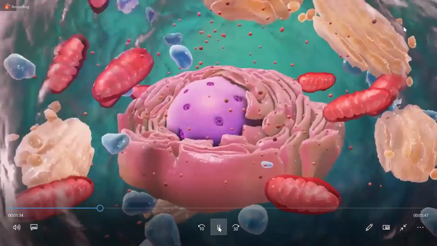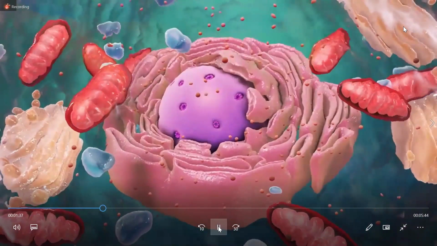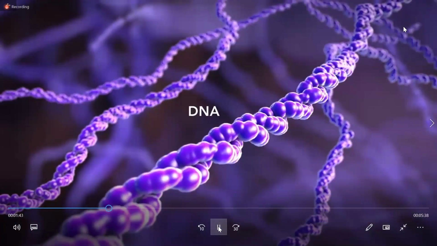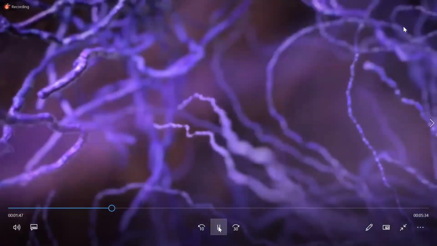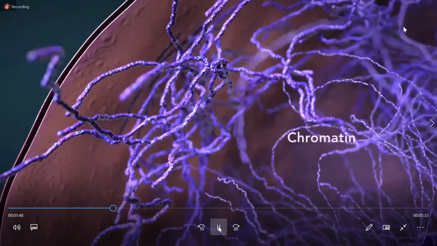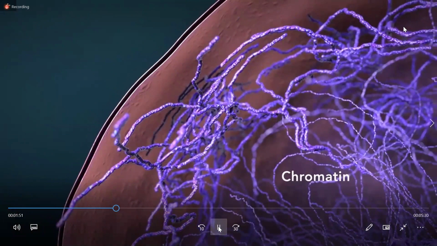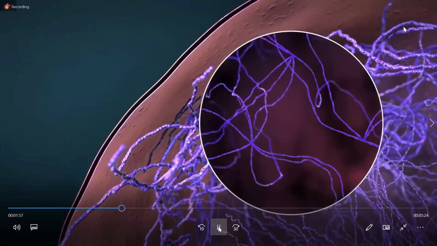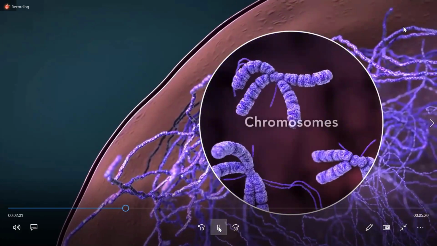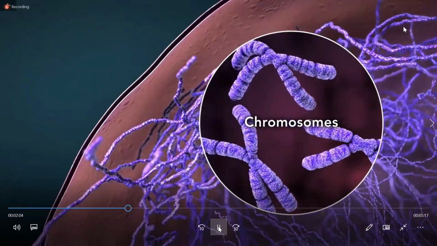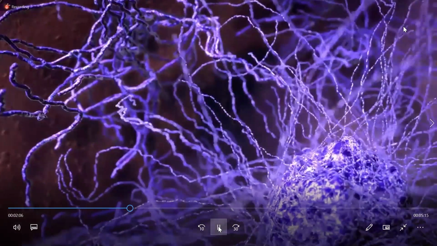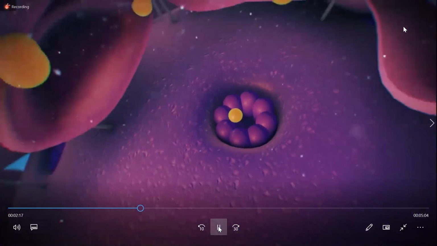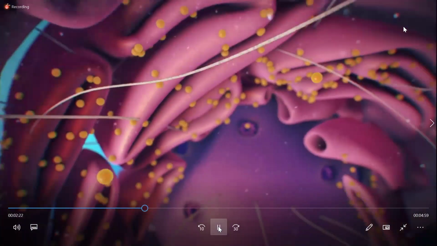Let's start with the nucleus, the control center of the cell. The nucleus contains DNA, or genetic material. DNA dictates what the cell is going to do and how it's going to do it. Chromatin is the tangled, spread-out form of DNA found inside the nuclear membrane. When a cell is ready to divide, DNA condenses into structures known as chromosomes. The nucleus also contains a nucleolus, which is a structure where ribosomes are made. After ribosomes leave the nucleus, they have the important job of synthesizing, or making, proteins.